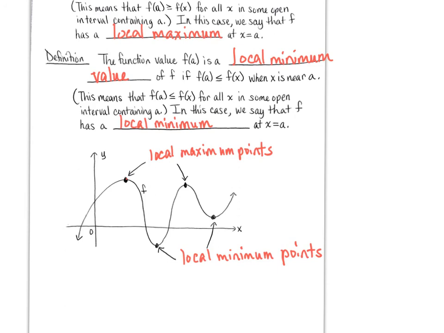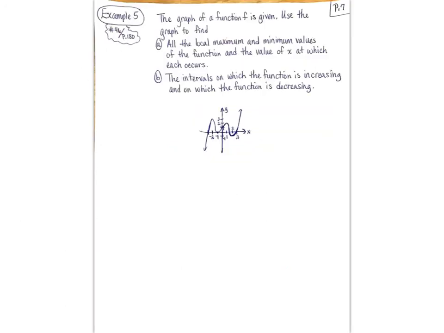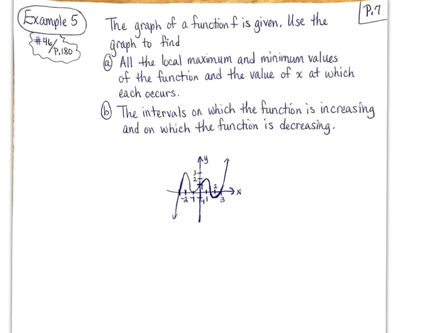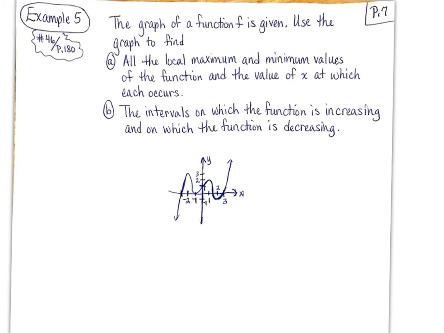So now let's apply this to an example. The graph of a function f is given. Use the graph to find the following. A, find all the local maximum and minimum values. So find the corresponding y values of the function and the value of x at which each occurs. So I'm asking you to find the local maximum and minimum values and to tell me where they occur. Okay? So let's go through that. Part A.